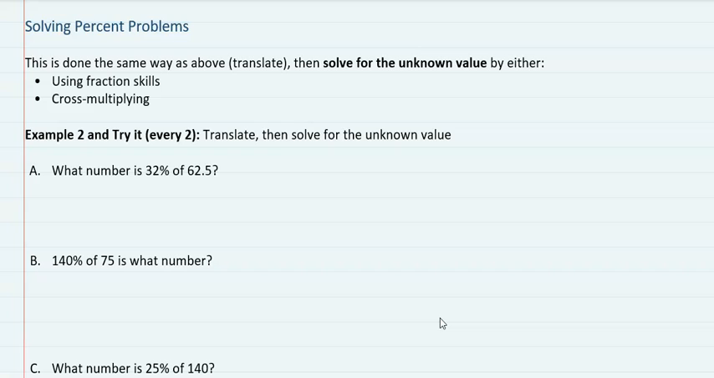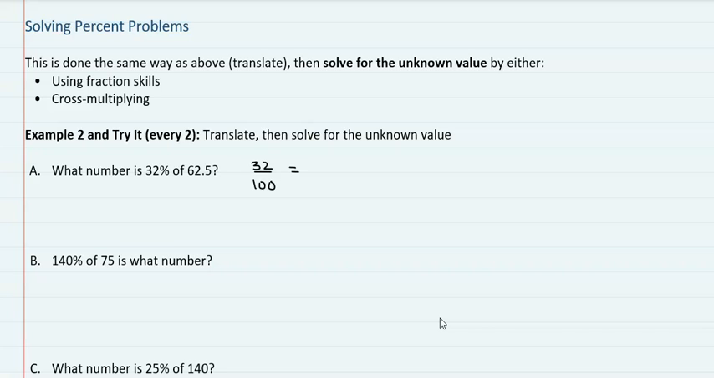I don't always like cross-multiplying because it creates more work than is necessary, so I'm going to show you what I mean by that here in just a sec. All right, so let's do the first step, which is setting it up. We're going to put an X in when it says what number. Okay, so we've got 32%, so we've got 32 per 100 equals, now we have to figure out which is the part and which is the whole.